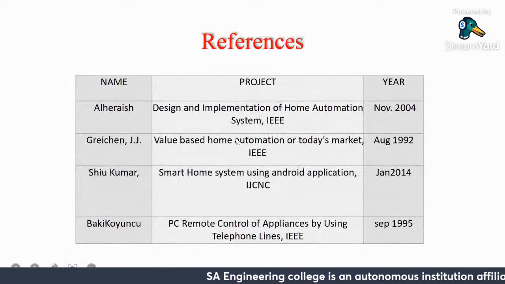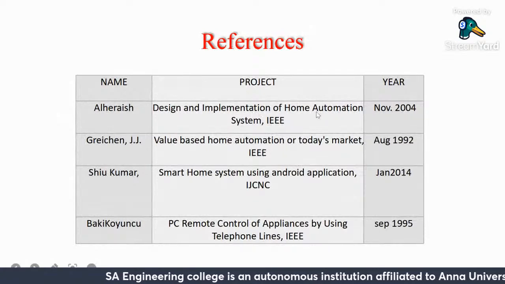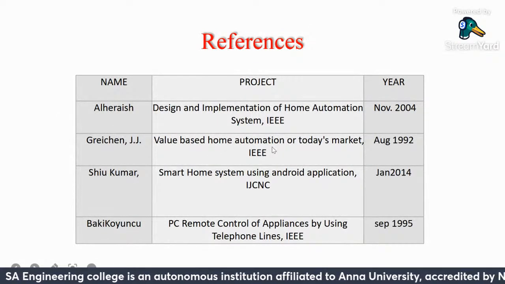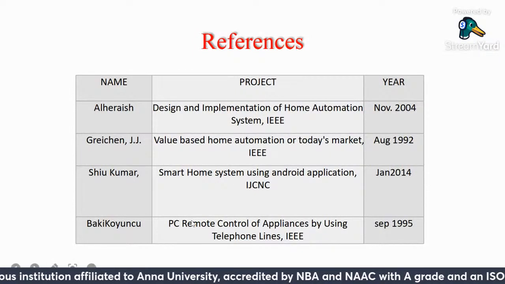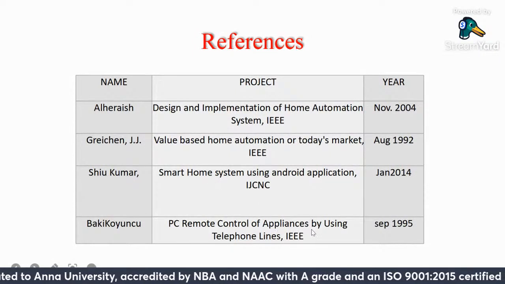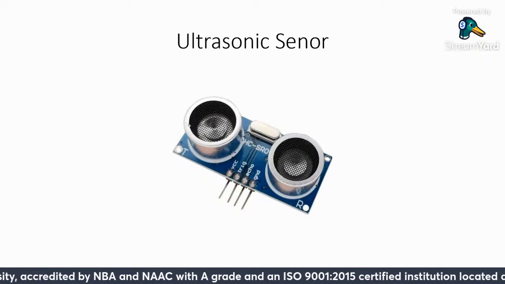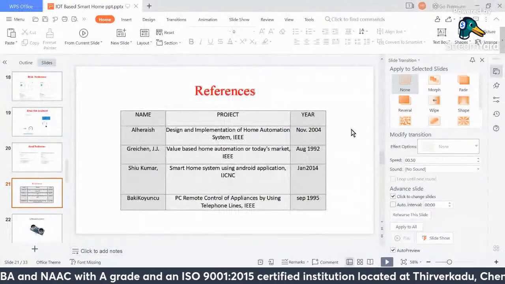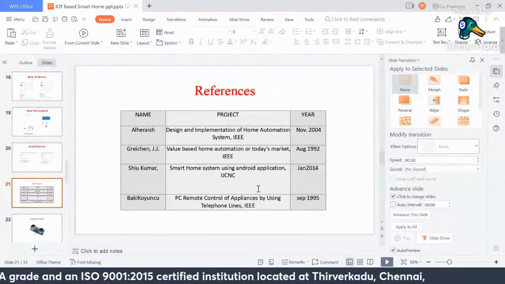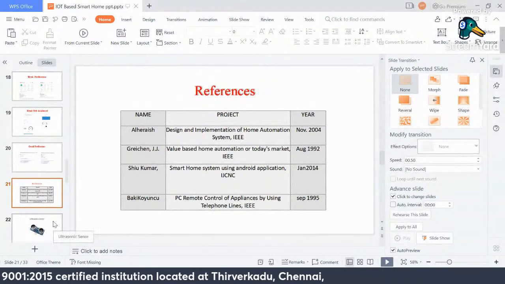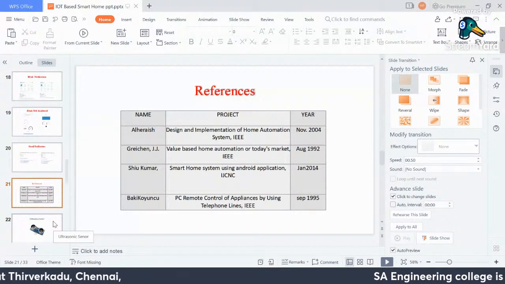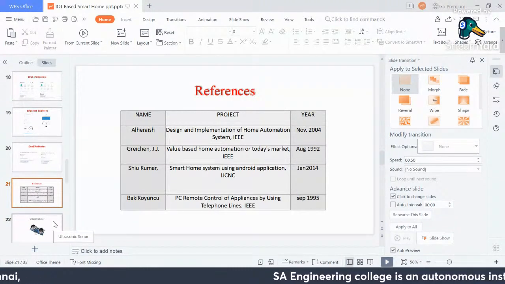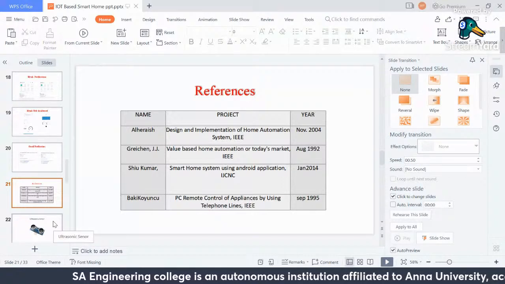Next, these are my references towards my project: design and implementation of a home automation system, a value-based home automation system for today's market, and a smart home system using Android applications and PC remote control of appliances using telephone lines, etc. First, I will show the working demonstration. After that, I will tell about the sensors, what sensors can be used in the home. Since we are using a closed loop system for implementing an IoT system, sensors play a vital role. For that purpose only, we are using different types of sensors.